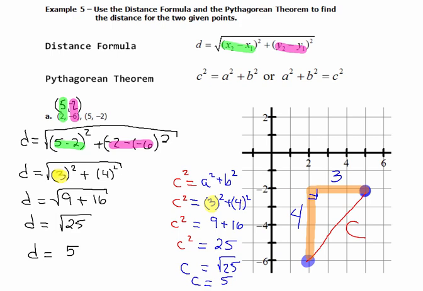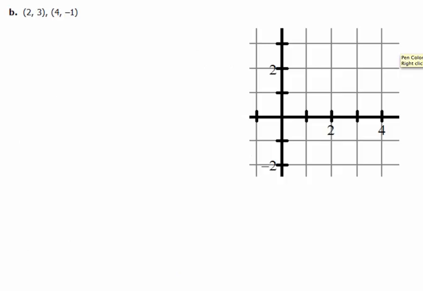Now, if you understood this, what I want you to do is try example B on your own. If you want to go through example B together, alright, here we go. Now this time our coordinates are 2, 3, and 4, negative 1. So let's go ahead and plot those points. 2, 3 is going to be located here, and 4, negative 1 is going to be located down here. So again, you're going to want to find that distance between these two points. And it doesn't matter if you do the Pythagorean theorem first or the distance formula first.